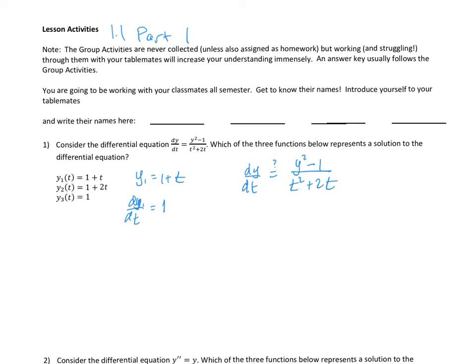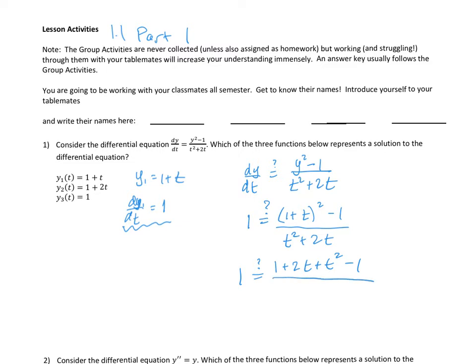So dy/dt is 1. I figured that out over here, so I'm replacing that. And then y squared, that would be (1 plus t) squared minus 1 over t squared plus 2t. Are those equal? So 1, does that equal... I'm just going to simplify the right-hand side right now. So I have 1 plus 2t plus t squared minus 1 over t squared plus 2t.